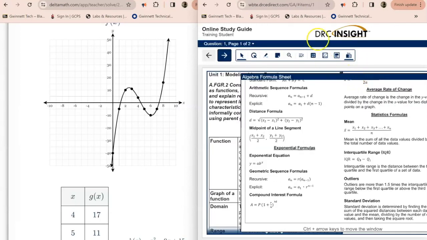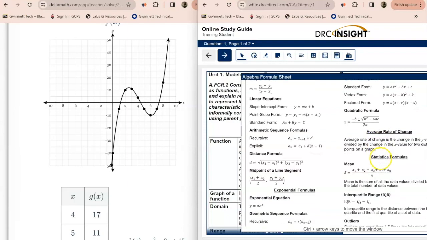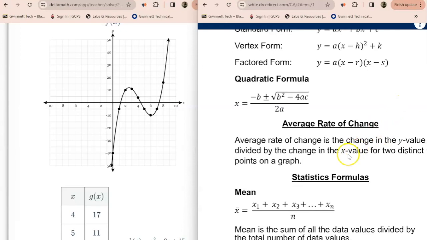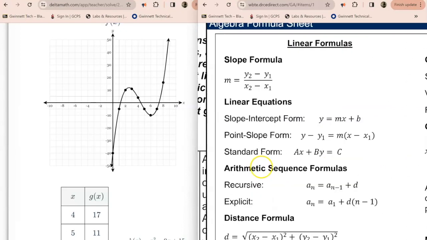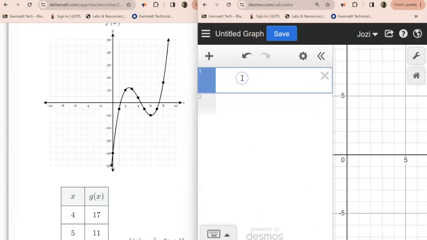All right, back to my formula, because I don't remember the formula for average rate of change. Average rate of change is the change in the y value divided by the change in the x value for two distinct points of the graph. What does that sound like? It sounds like slope. So that's what I'm going to put here. Hit divide first: parentheses minus parentheses over parentheses minus parentheses.